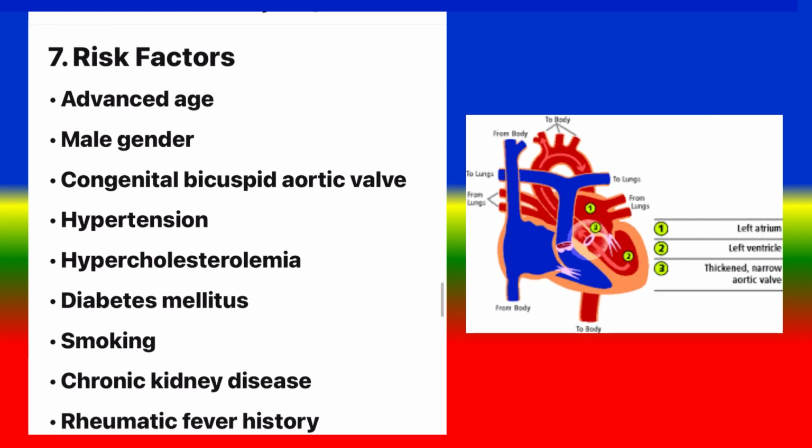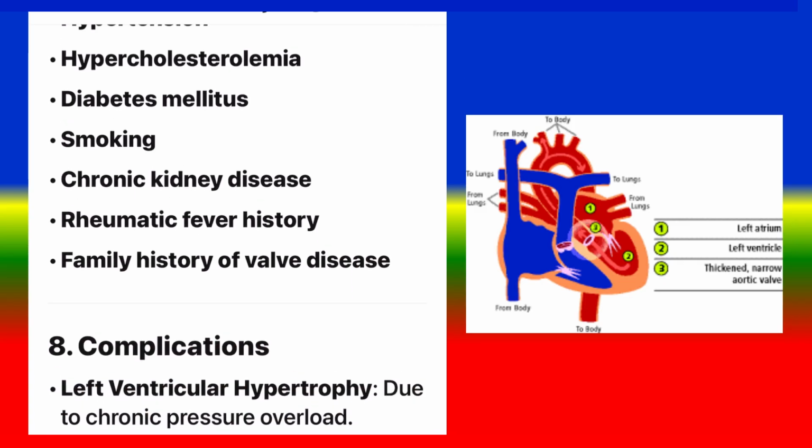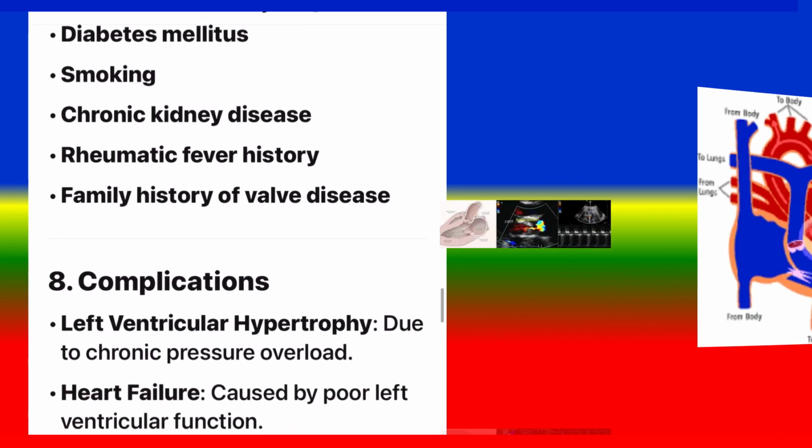7. Risk factors. Advanced age, male gender, congenital bicuspid aortic valve, hypertension, hypercholesterolemia, diabetes mellitus, smoking, chronic kidney disease, rheumatic fever, history of valve disease.